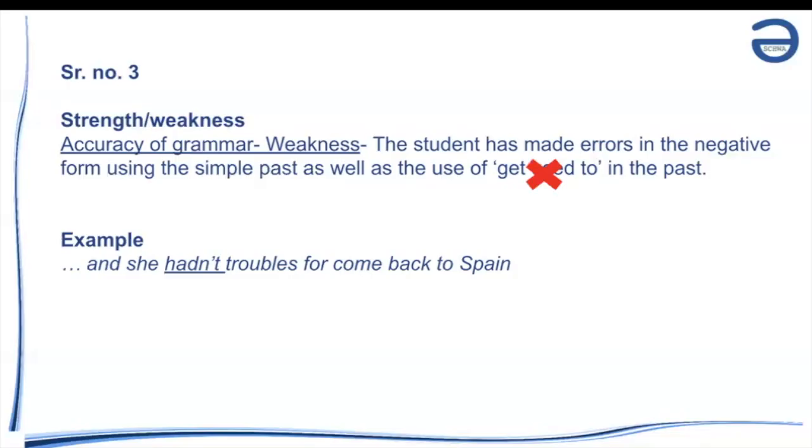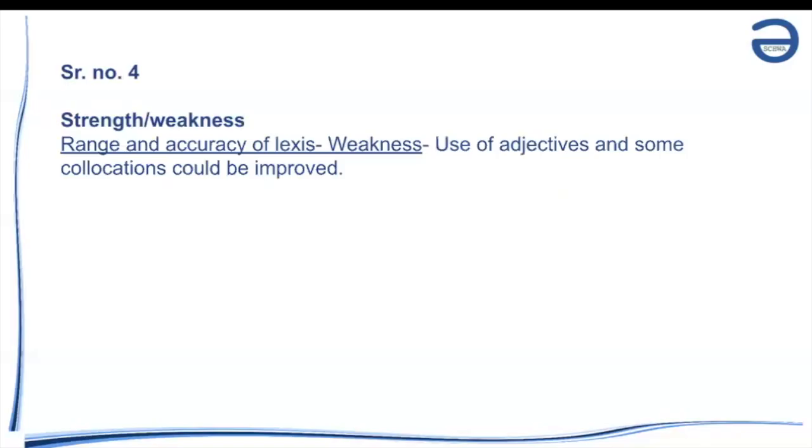One is enough. Now, sometimes there can be 2 cases where the accuracy of grammar or any other point can be a weakness as well as a strength, and that's fine as long as the areas, such as here the simple past, are different from another one you would mention as a strength, so that's completely fine as well. And then finally we have number 4, is it a strength or weakness?